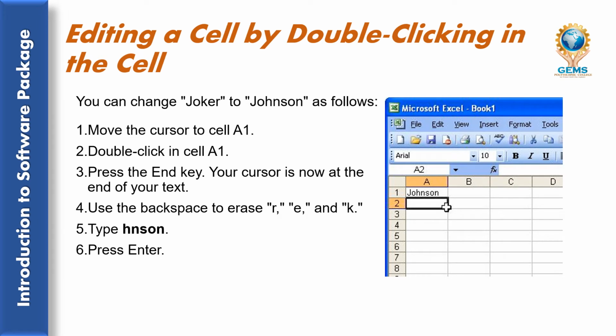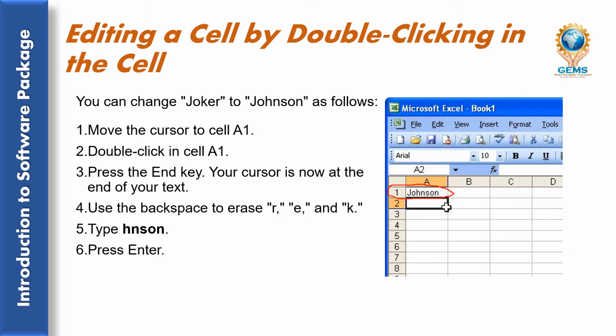Editing a cell by double clicking in the cell. So if you want to change Jokerjohnson, what do you have to do? Move the cursor to cell A1. Double click on the cell A1 and press the End key on the keyboard. Your cursor is now at the end of your text.